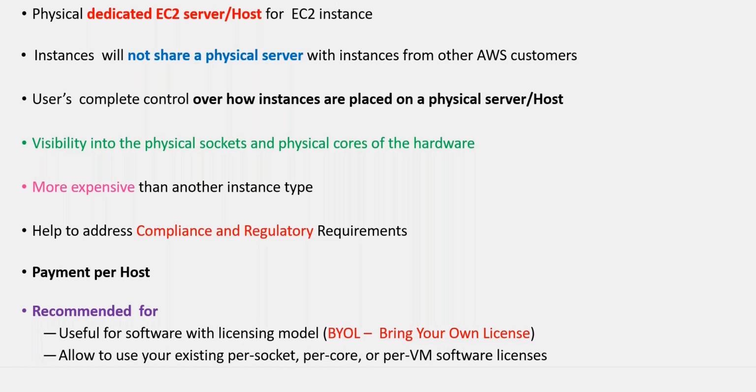Okay, so when you will use a dedicated host, you will use it for compliance, and you will use it for software with a licensing model. There are some software that need direct access to your hardware, or they charge per core. Like how many cores of CPU you are using for your software, they charge like that. So it is something BYOL, bring your own license model. People use dedicated host. Okay, so it allows you to use your existing per socket, per core, or per VM software license.